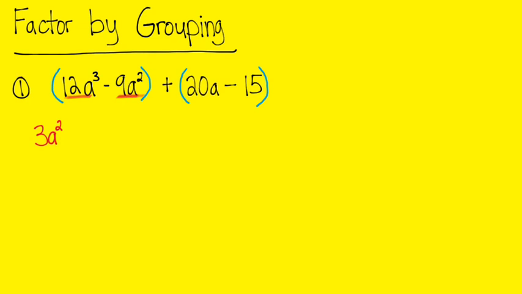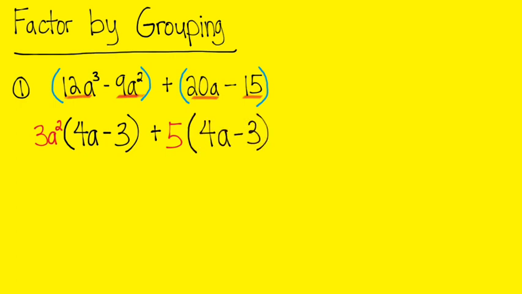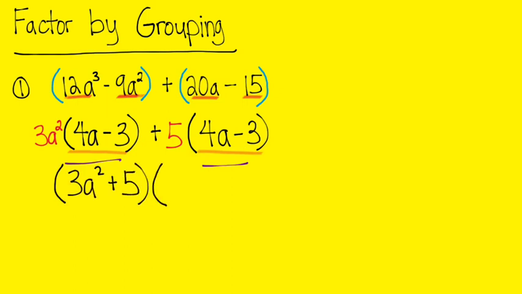So if I divide off a 3A squared here, I end up with 4A minus 3. And coincidentally, if I divide off a 5 over here, I end up with a 4A minus 3. And what do you know? We now have another greatest common factor, and we can factor that off. And we end up with this nice little binomial pair.